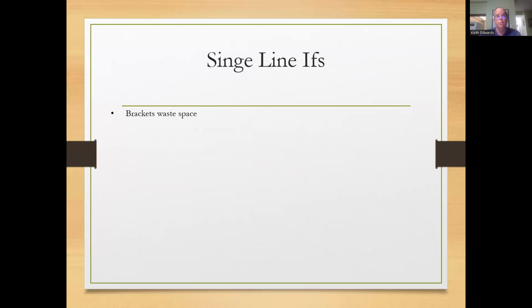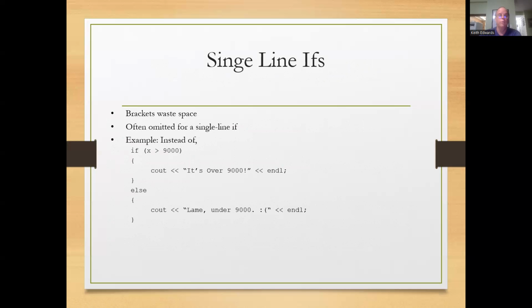You can also do single line ifs, and this is the author saying the brackets waste space, so they can be omitted for a single line if. So instead of if x is greater than 9,000, we can say it's over 9,000, like the old meme. Otherwise, lame, under 9,000. Thing is that there's only one statement in there, so we can actually simplify that to just remove the brackets, because it'll execute one statement afterwards automatically as part of it.